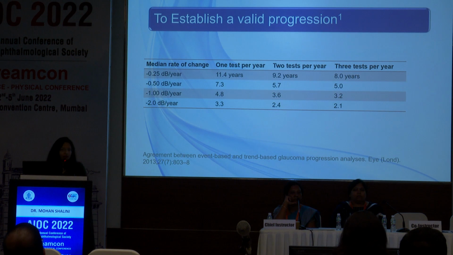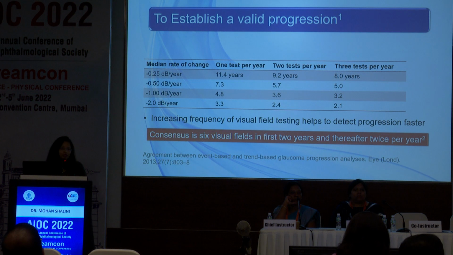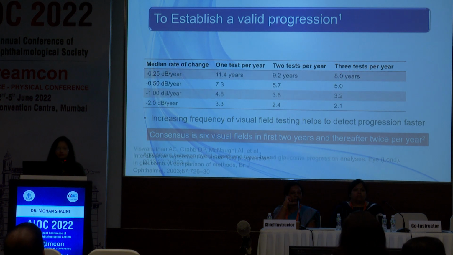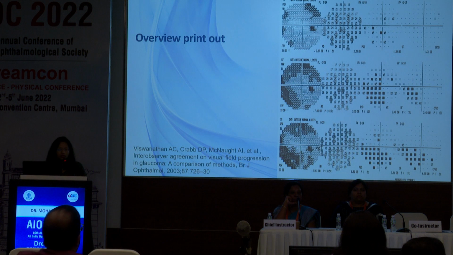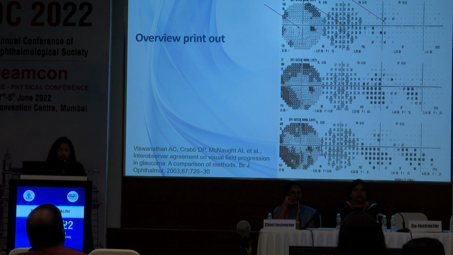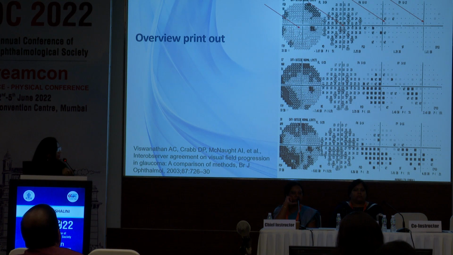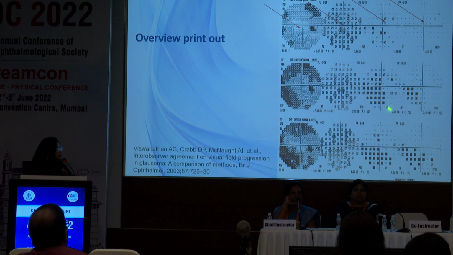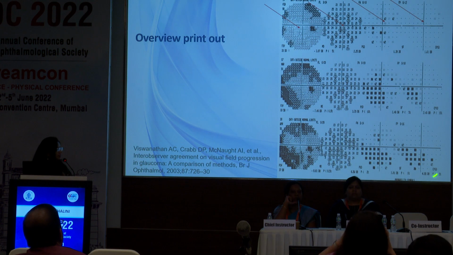Now, to establish a valid progression, it is important to have at least 6 visual fields in 2 years' time. Then only can we get the exact rate of progression, and accordingly we can modify our treatment. So we saw just now the overview printout, which has the grayscale, the data, the total deviation plot, and the pattern deviation plot. On the basis of this, we can see that yes, the patient is progressing. Like here, there is no scotoma, but then there is a scotoma in the inferior part of the visual field, and we can see it is enlarging.